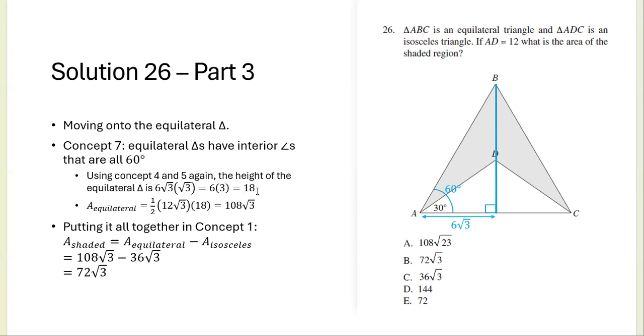Now the area of the equilateral triangle is half the base. So that's 6 root 3 times the height, which is 18. That's 108 root 3. And now putting it all together, put it into concept 1, where we subtract the area. So 108 root 3 minus 36 root 3, 72 root 3 is our answer. Choice B. And that's it for this problem set.